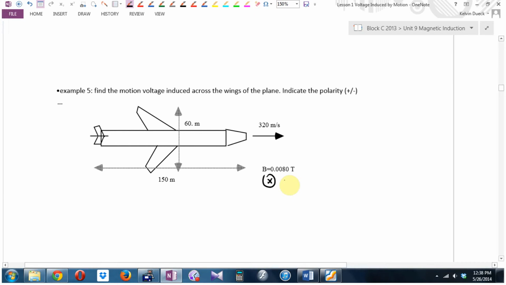Let's get the polarity first. Here's our, let's put a little positive charge right there. Which way is this positive charge traveling? To the right, so point your thumbs to the right. Which way is the magnetic field? Into the page. Which way will the positive get forced? This wing will become positively charged. This wing will become negatively charged. You'll separate charges.